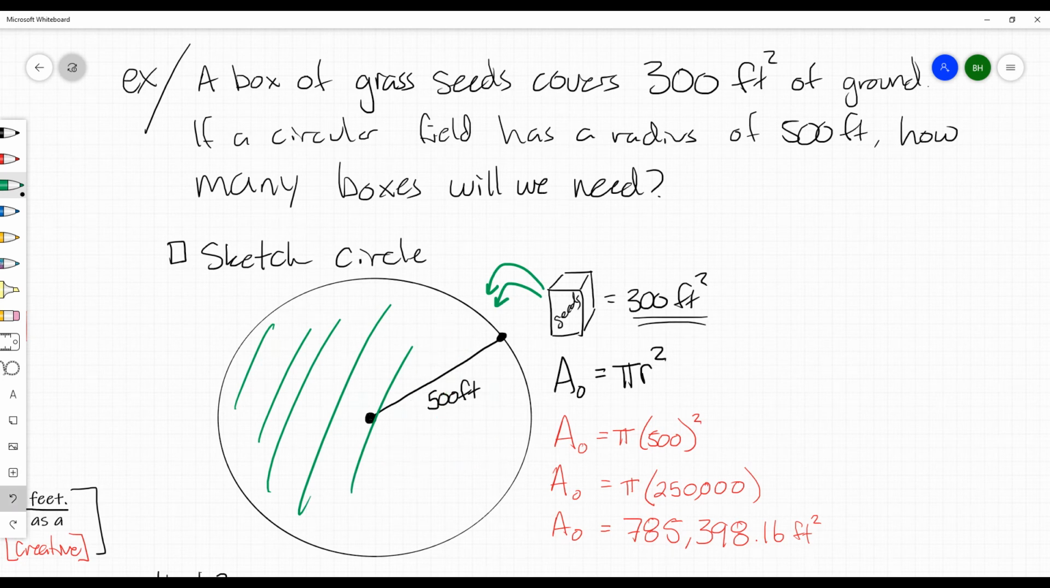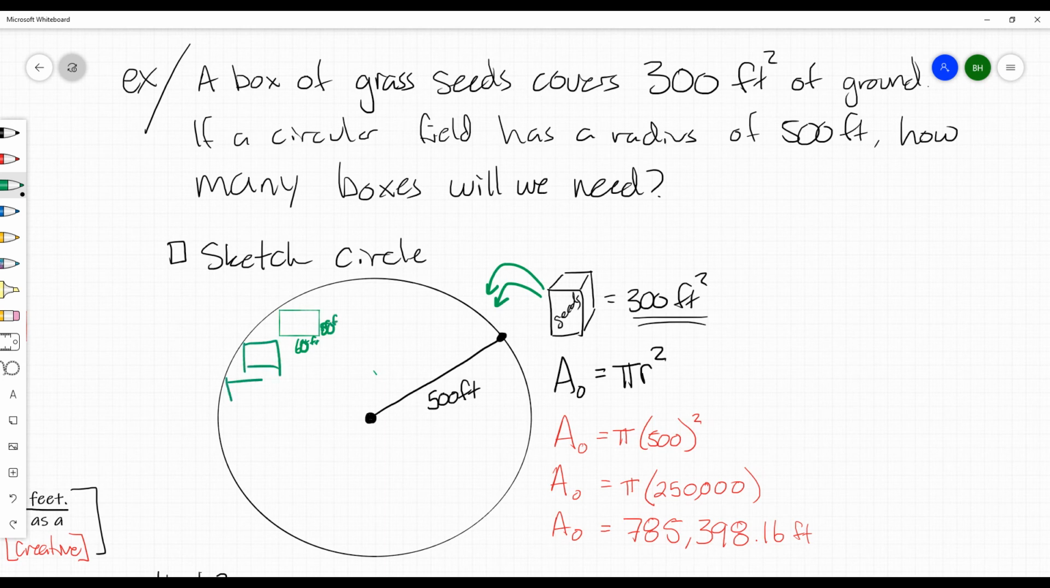to cover. And so we need to know how many boxes of this we need. If we look at this, a 300 square foot plot of land in this image could be a couple different things. It could be a plot of land that is 60 feet by 50 feet. And so you can actually just draw a bunch of rectangles in here and then count how many of those you will need in order to fill up the field.